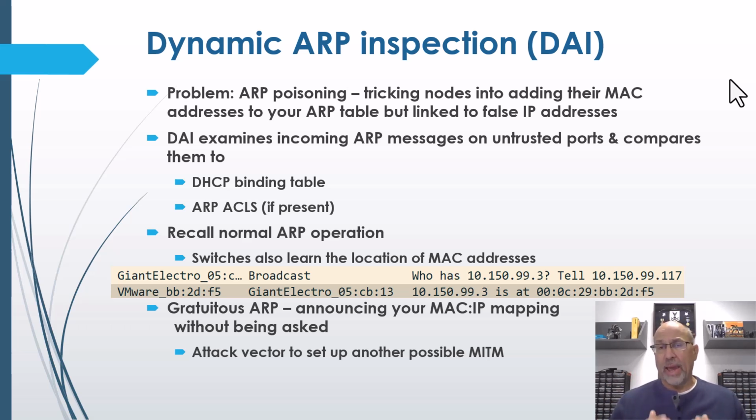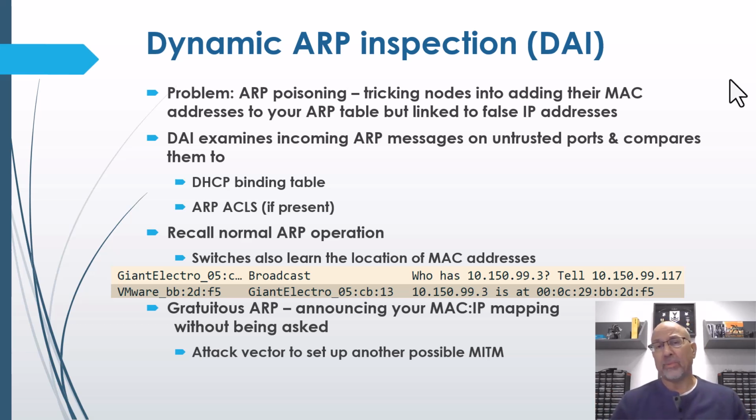Switches learn where MAC addresses are, or the port to which a MAC address is connected. And because we're doing DHCP snooping, we can tie the IP address with that MAC address as well. The gratuitous ARP, as a reminder, is when you announce any changes to your IP address MAC mapping without being asked. In other words, nobody said, hey, who's got the MAC address that goes along with this IP address? You just blast it out there to everybody.